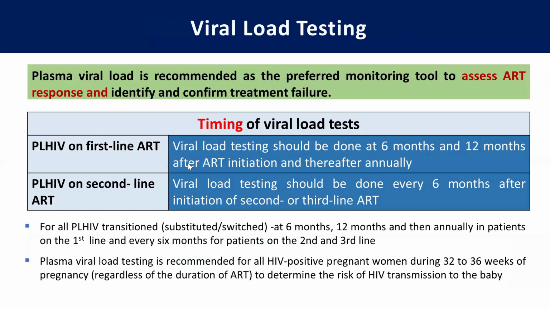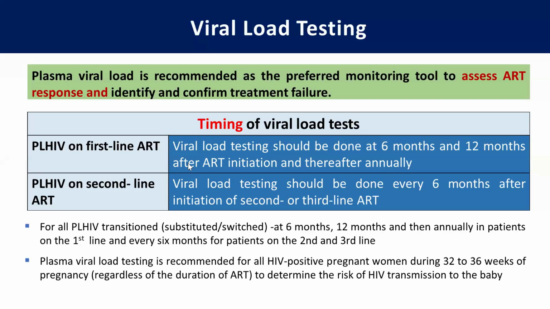For PLHIV on second line ART, viral load testing should be done every 6 months after initiation of second or third line ART. And for all PLHIV in transition, that is either there is a switch to a further line, second line or third line, or there is a substitution of a drug, then for them at 6 months, 12 months and then annually. So this is for patients on first line, and for patients on second and third line, it should be every 6 months.